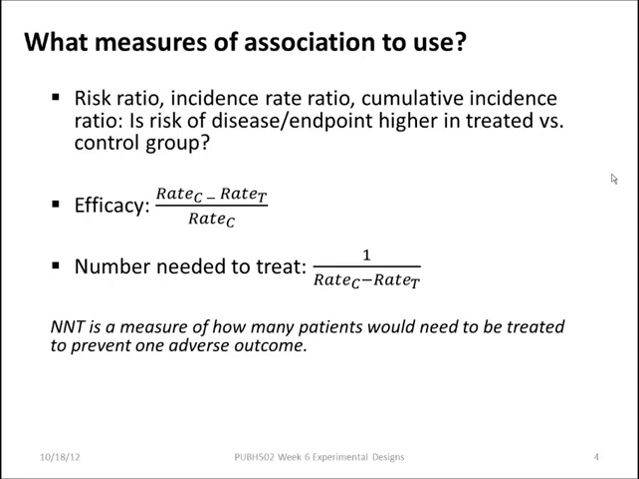We can use lots of different measures of association or outcome to test if the treatment and control groups are different. Some of them you're familiar with already. You can use a risk ratio, either an incident rate ratio or a cumulative incidence ratio. And in all of those, we're asking basically the same questions we've asked in other study designs. Is the risk of the disease or whatever endpoint we're measuring higher or lower in the treated versus the control group?